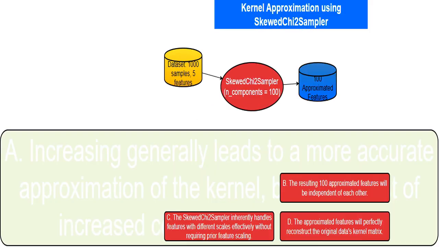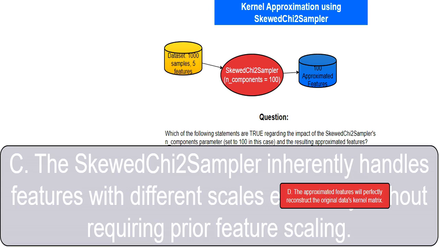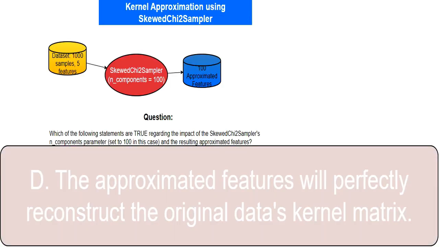If I increase the number of new features, I'll get a better approximation, but it will take longer to compute. It's a trade-off. The new features I create won't be totally unrelated. They are connected by the original data. The SkewedChi2Sampler is somewhat tolerant of uneven scales in the original data, but ideally I should still pre-process my data for best results. I won't get a perfect copy of the original data structure. There will always be some level of information loss since this is an approximation.